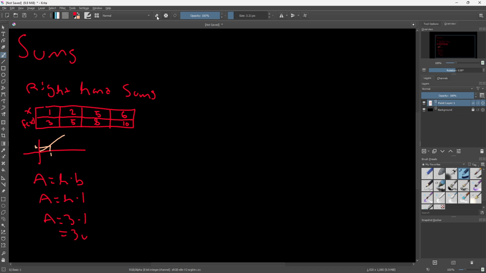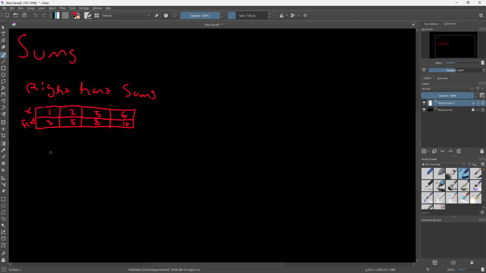Now, okay, let's remove this. Okay, so now let's talk right-hand sums. So now that we know that the base is the change in x, so delta x, right? And the height is f of x at whatever point we're looking at for the rectangle. Now we can find the right-hand sum.